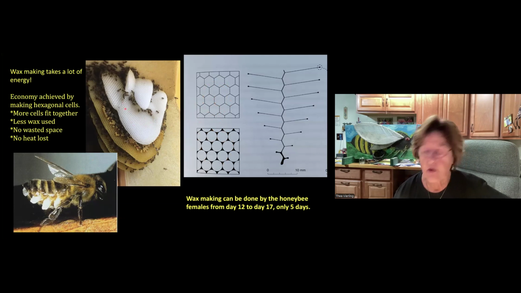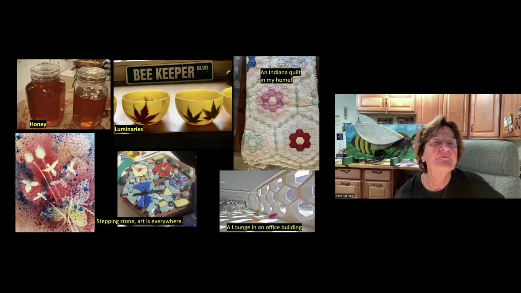This is the beautiful comb on which there will be honey, and here's where the babies are. Wax making is one of the things I love about beekeeping because, first of all, I love collecting the honey and giving it to my friends, but I make a lot of candles, which I think are fun to do.